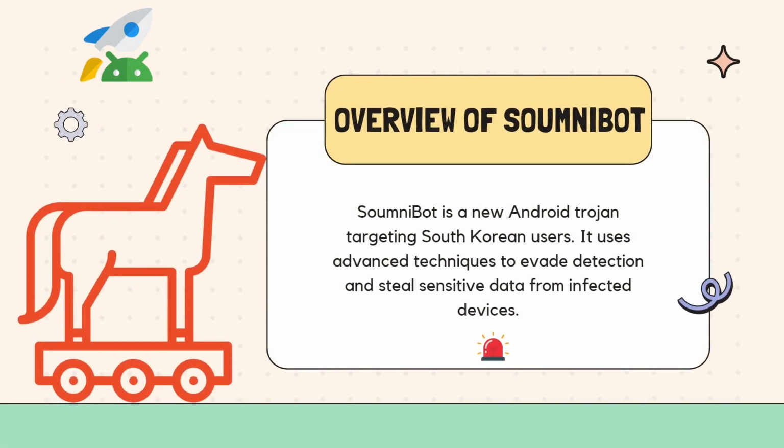So, what is SomniBot? SomniBot is a sophisticated type of malware specifically targeting Android devices, particularly common among users in South Korea. It operates covertly, infiltrating devices to extract sensitive data without the user's knowledge. This Trojan is notable for its cunning methods to evade detection, making it a challenging adversary for cybersecurity professionals.